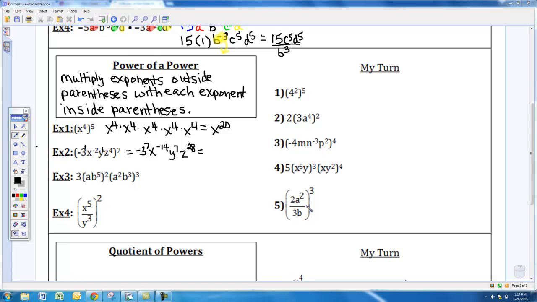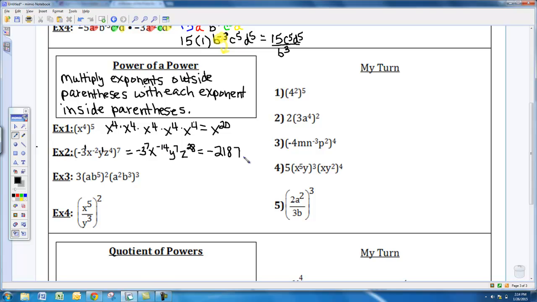So I have negative 3, close parentheses, and I'm going to raise it to the 7th power. And that's going to give us negative 2,187. So negative 3 to the 7th power gives us negative 2,187. X to the negative 14.